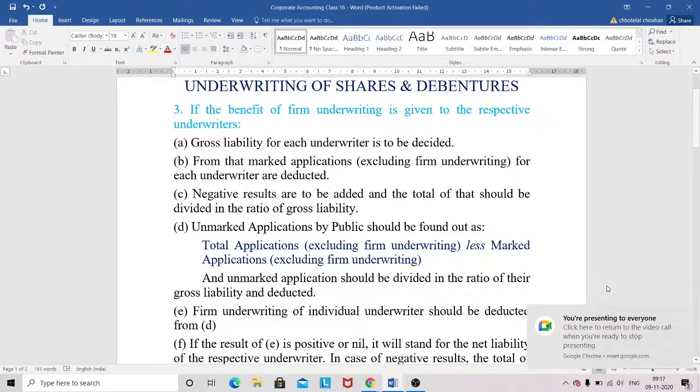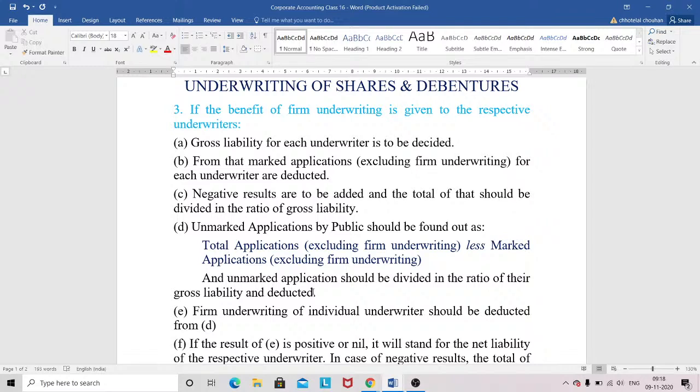Okay, so now that particular form under unmarked application should be divided in the ratio of their gross liability and deducted. You all know that unmarked application is deducted, marked application is deducted, unmarked application is also deducted, but the problem is how the marked application is being calculated and how the unmarked application is being calculated. That is actually the main point of concern. Okay, the process is all same for all the sums.